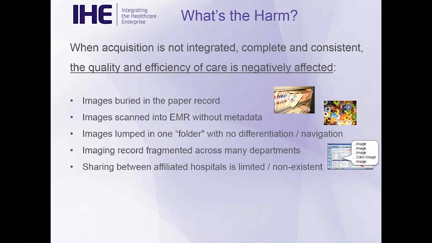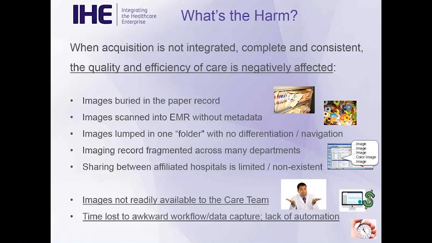And then you also end up with cases where they're stored locally. So each of the departments has their own little pot of images. Nobody else gets easy access to it, let alone trying to share those between institutions. You scan down the list, image, image, image. Ooh, this one's a color image. Let's have a look at that and see what's in there. So because of all of that, the images are not readily available to the care team, in which case, what was the point of taking them in the first place? You lose time due to awkward workflow and data capture. All of this should really be automated.